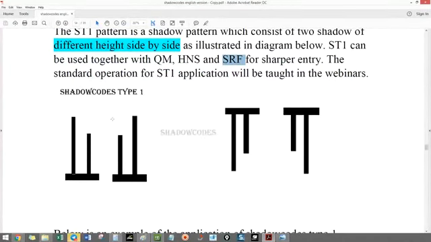Alright, so this is ST1. It will have two shadows. This will be the zone for ST1. And the level will be over here and over here.